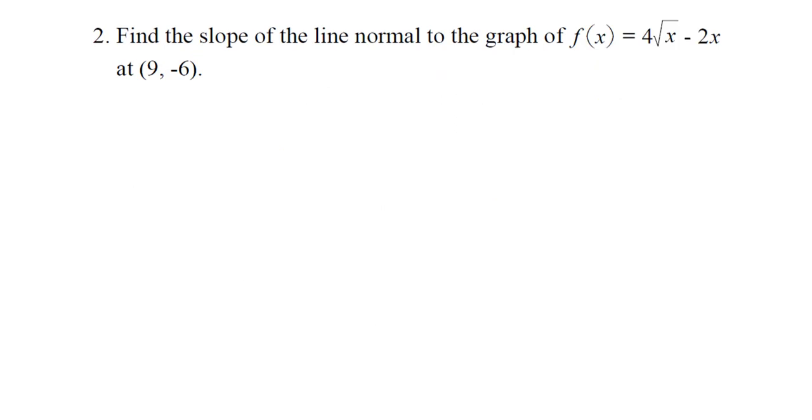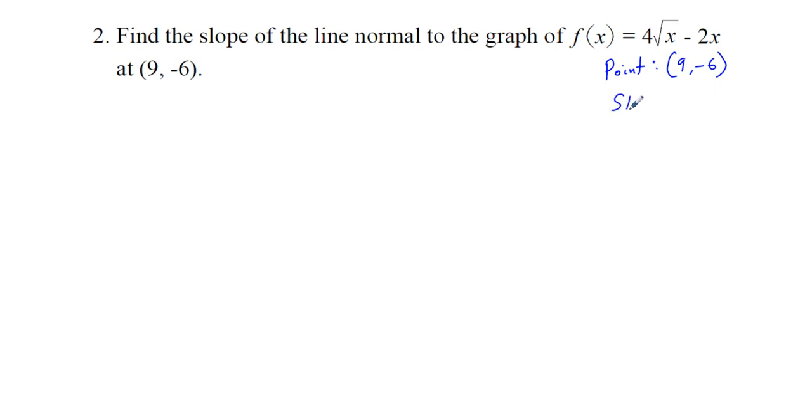Next, problem 2. Find the slope of the line normal to the graph of f of x equals 4 square root of x minus 2x at 9, comma, negative 6. And so we are already given a point. Now, often, as we've already noticed, you're given just an x-coordinate. Here, they've already plugged in 9 for x, and you'll see if you do that you're going to get negative 6 as an output. And so we're going to need to just find f prime of 9 to get our slope.